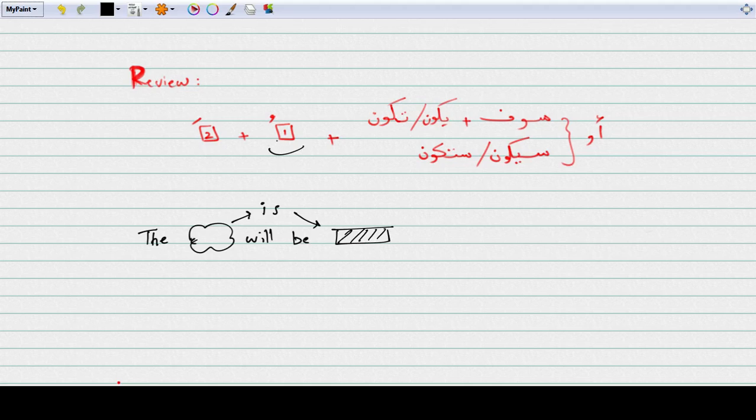Also remember that the thing that you're trying to describe in Arabic has to go with dhamma, and the piece of information that you gave about that thing, which is khabar, has to go with fatha, because these two came after yakun or takun. Okay, so that's a quick review.